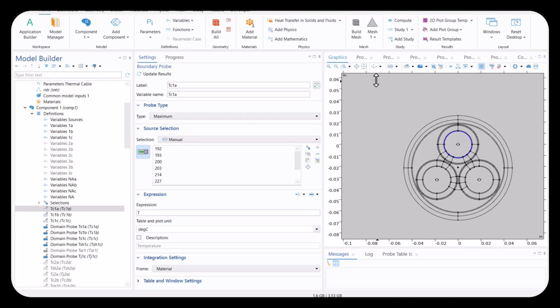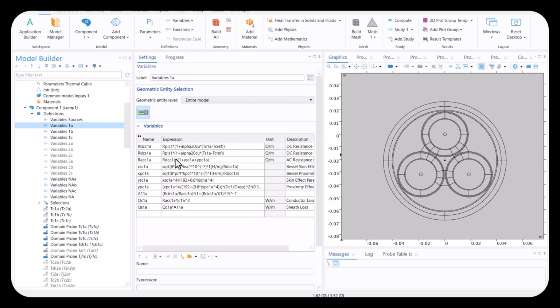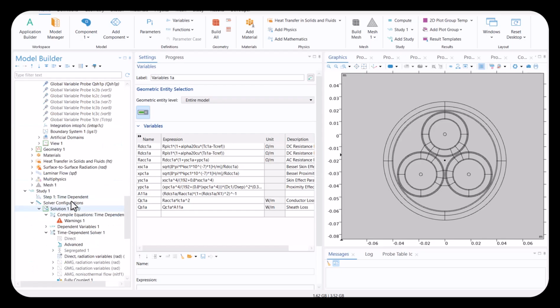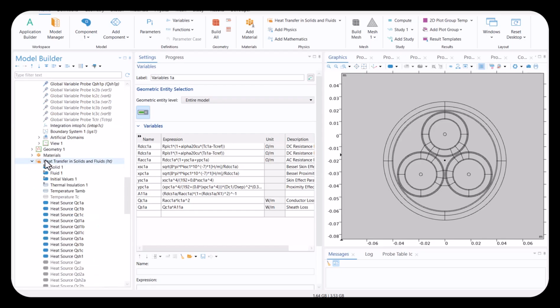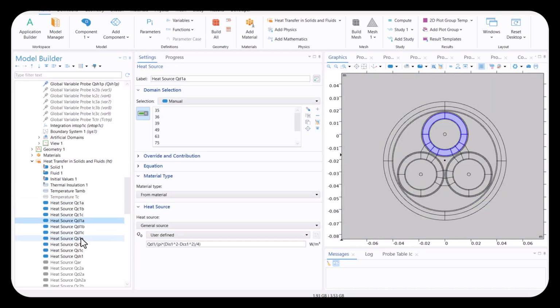Probes were used to measure the maximum conductor temperature on the insulation boundary and measure the maximum temperatures of the screens and sheath. These temperature variables were used in the IEC equations to compute the heat sources that are used in the heat transfer in solids and fluids interface. Here, the heat sources are applied volumetrically for the conductor, dielectric, screen, and sheath.